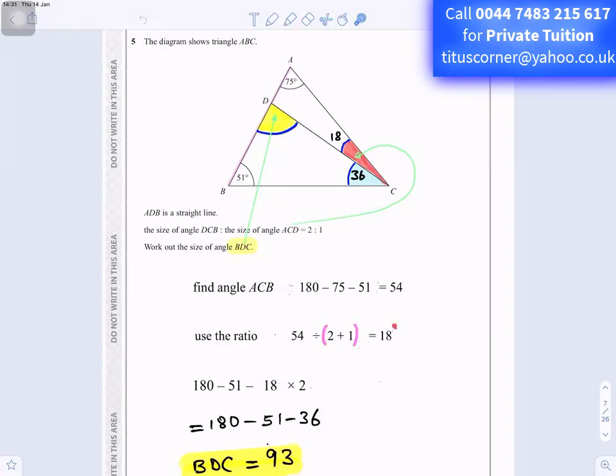54 divided by 3 is 18. So it's 18 per part. So now 18 times 2 gives you 36, because it is 2:1. 18 times 2, it gives you 36. So the angle is 180 minus 51 minus 36. It gives you 93. So 180 minus 51 minus 36 gives you that angle there, 93.